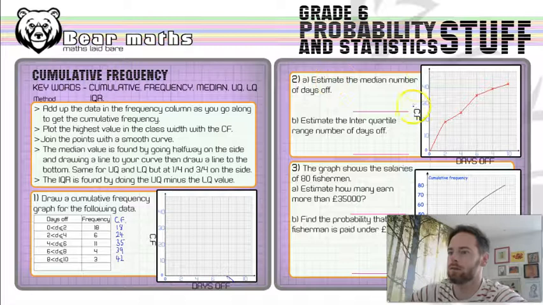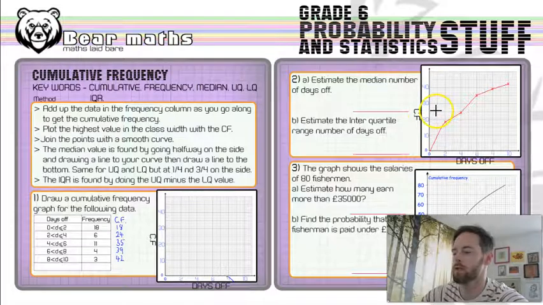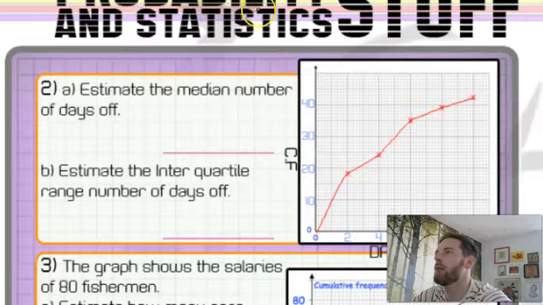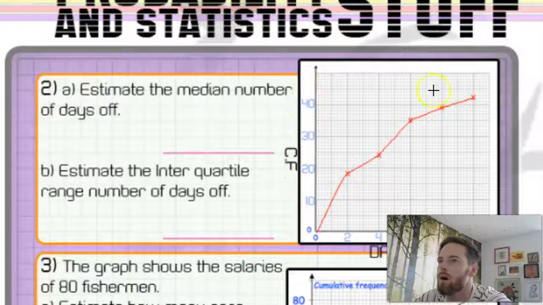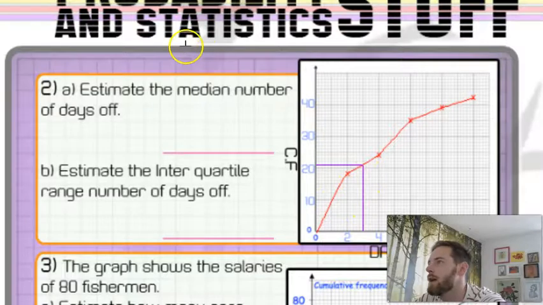And to estimate the median, I will zoom in again, actually. So maybe I didn't need to do the zooming and the erasing, but let's just have a little zoom into this one. I'm going to get the line tool up because I want to draw a line halfway. Now halfway, half of 42 is 21. So I'm going to draw from 21 all the way across and hit my line, and then I'm going to draw a line going down. And you can see that that is halfway between 2 and 4, which is 3. So the estimated median number of days off is 3.